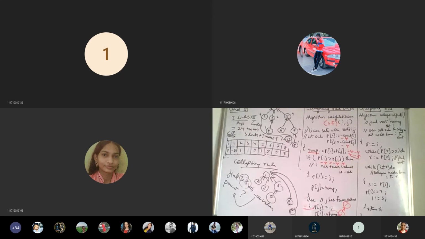Okay, so the collapsing rule here means that instead of going through the parent or by the number of links, we are going to remove the links to the intermediate parents, and directly link the leaf node to the parent. So that we can directly say the parent of 8 is 1, and the parent of 7 is 1, and the parent of 5 is 1. So that is what the collapsing rule is. Okay, so let's see this with the example.